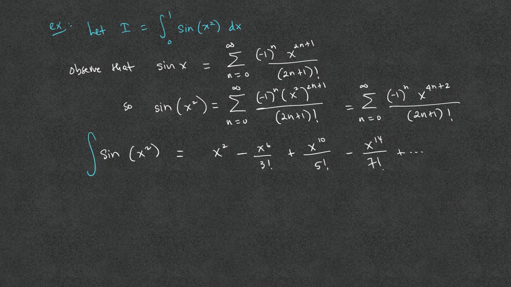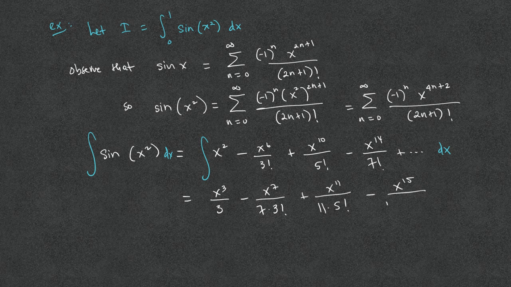We then integrate both sides of the equation with respect to x. The antiderivative of x squared is x cubed over 3. The antiderivative of x to the 6 is x to the 7 over 7. The antiderivative of x to the 10 is x to the 11 over 11. And the factorials in the denominators are constant, so they are the same.